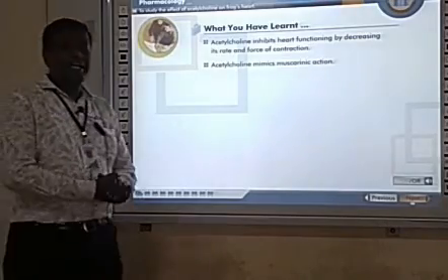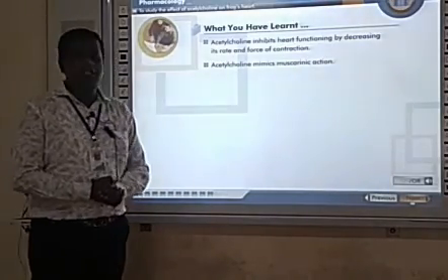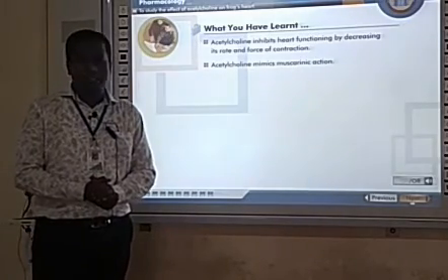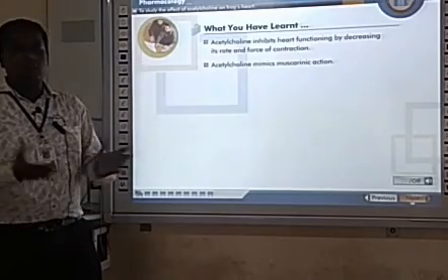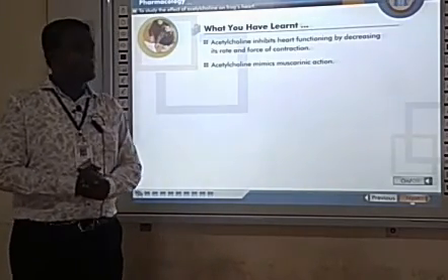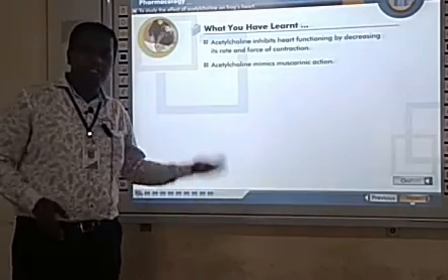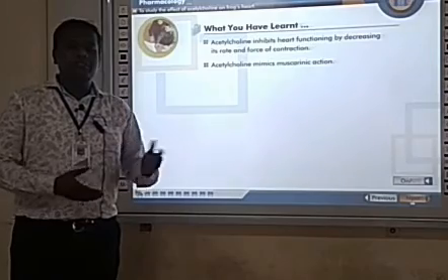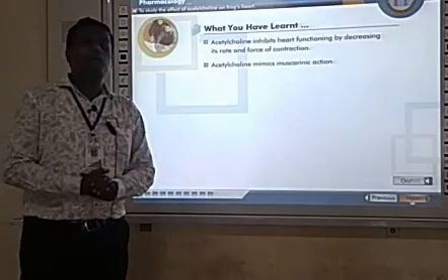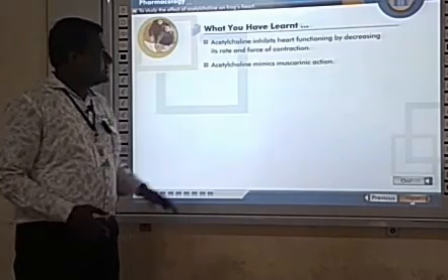So we have learned that acetylcholine inhibits heart functioning by decreasing heart rate and force of contraction. Means it shows negative chronotropic and negative inotropic effect. Acetylcholine mimics muscarinic action, meaning acetylcholine shows its negative chronotropic and negative inotropic effect by acting on the muscarinic receptor of the heart cell.